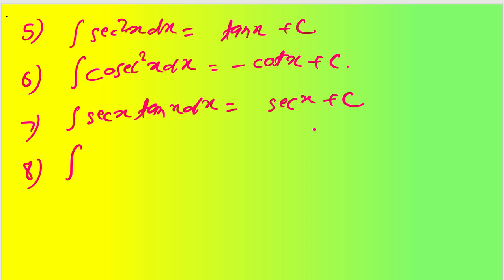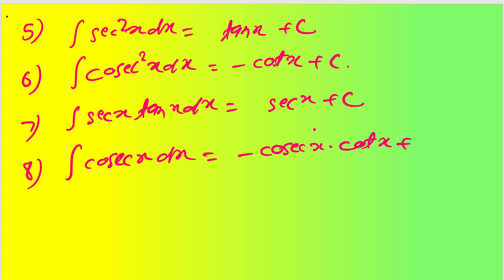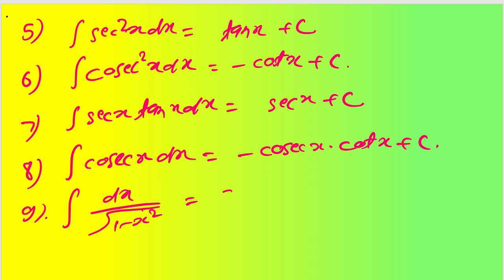Integration of cosec x cot x is, that will become minus cosec x. Then next one will be integration of some other formulas that we had seen. What was that? Integration of dx by root under 1 minus x square. Okay, so what will happen? This was the sine inverse function, right? So sine inverse x plus c.